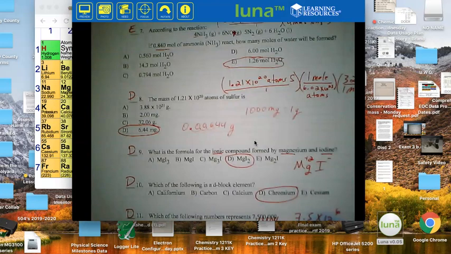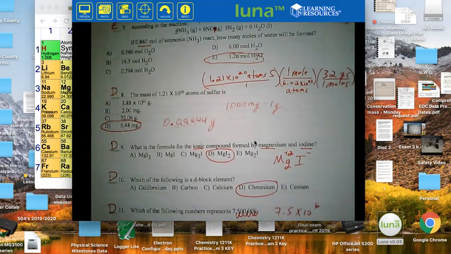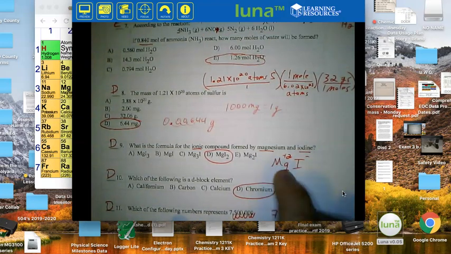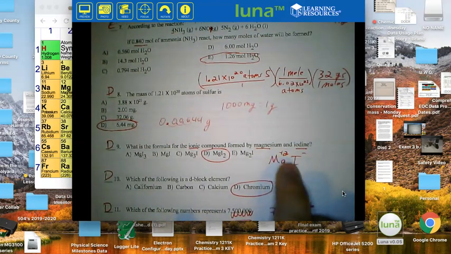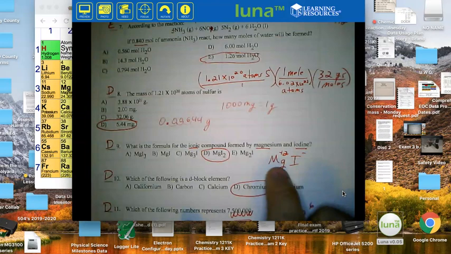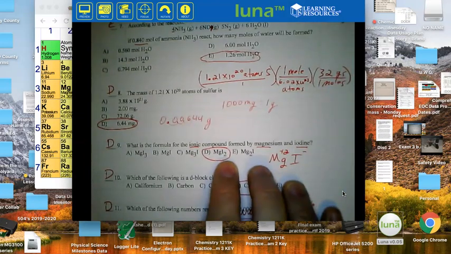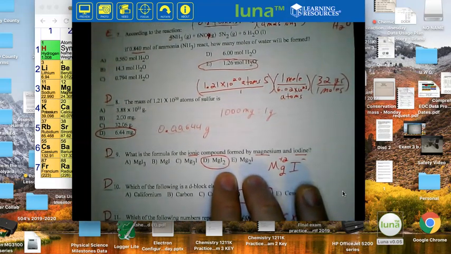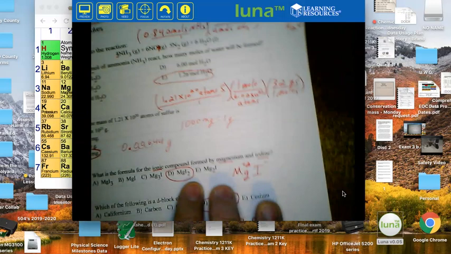Number 9, what is the formula for the ionic compound formed by magnesium and iodine? Magnesium has a positive 2 charge because it's in group 2, and iodine has a negative 1 charge because it's a halogen. The formula has to add up to 0. If we have plus 2 and minus 1, we need 2 iodines. So it's going to be MgI2. So D is your answer there. That's the formula for the reaction between magnesium and iodine.